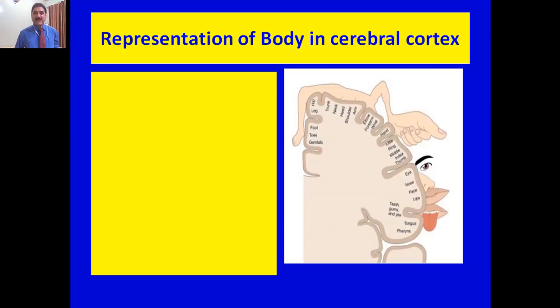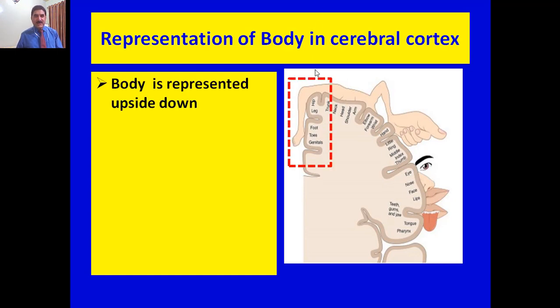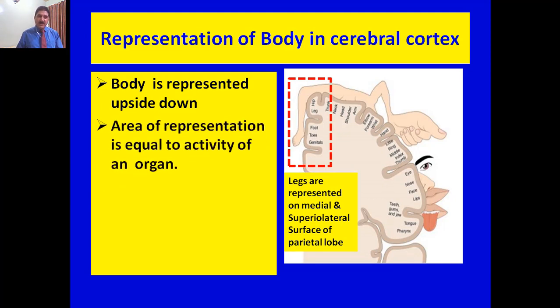Representation of the body. What will be the effects of the occlusion of the various cerebral vessels? To understand this, we must know the representation of the body in cerebral cortex. Body is represented upside down in cerebral cortex. So limb is represented over the medial surface or in the paracentral lobule. Legs are represented on the medial and superior lateral surface of the parietal lobe. Second important thing to remember is area of representation is equal to the activity of the organ. If the organ is active, it is represented by a larger area than if the surface area of the organ is larger but it performs less activity.